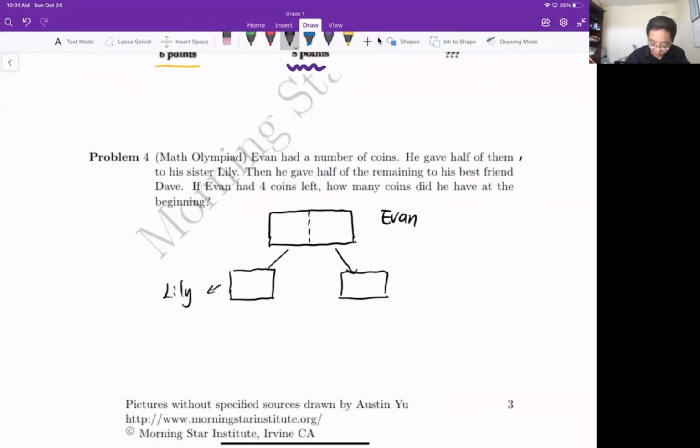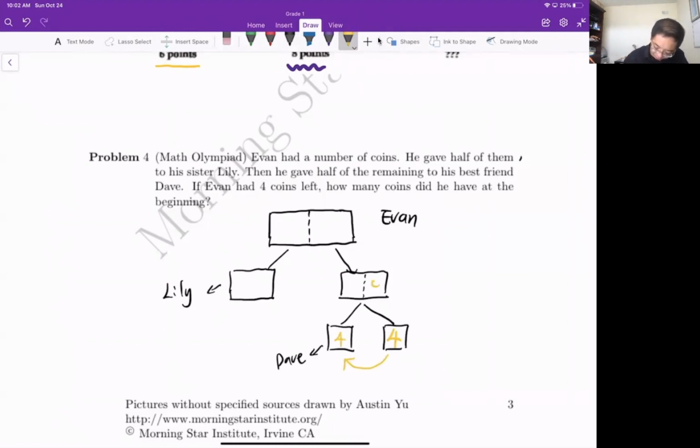And then for the remaining one, he divided again into 2 equal parts, and one part he gave to his best friend Dave, right? So Dave. And then he has 4 coins left, right? 4 coins left. Okay, and then we go back. If this is 4, that means this is also 4.